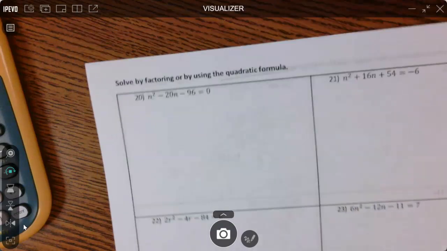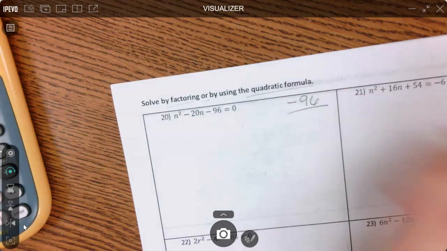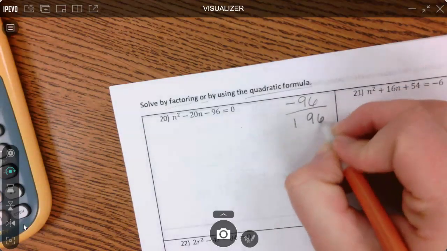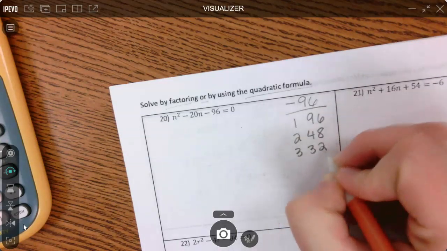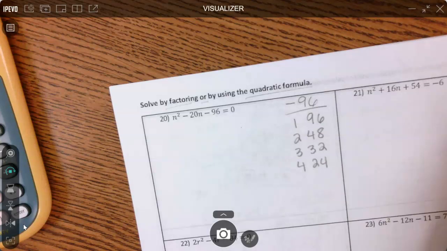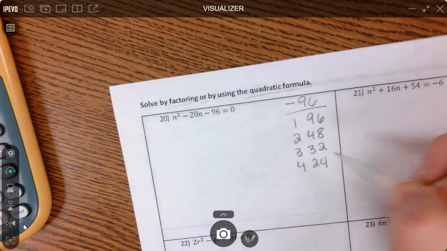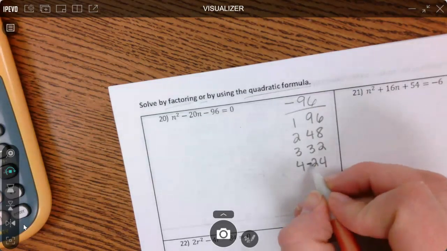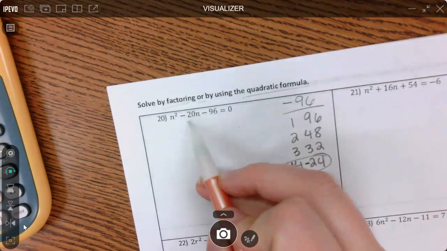So at number 20, this is going to be factorable. So you have to look at 96. What are two numbers that multiply to 96 and add to negative 20? Well, what are the numbers that multiply to 96? 1 times 96, 2 times 48, 3 times 32, and 4 times 24. Okay, and it's got to multiply to give you a negative, so one's got to be negative, one's got to be positive. If we have a negative 24 and a positive 4, that adds to give me this negative 20.